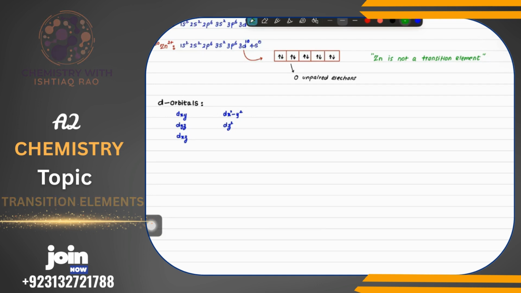Each orbital is going to have two electrons. That's the reason all together it must have 10 electrons, because each orbital is going to have two electrons. Then we need to know the shapes of d orbitals. Like a p orbital was dumbbell, like an s orbital was spherical, in the same way we have to know the shapes of the d orbitals.